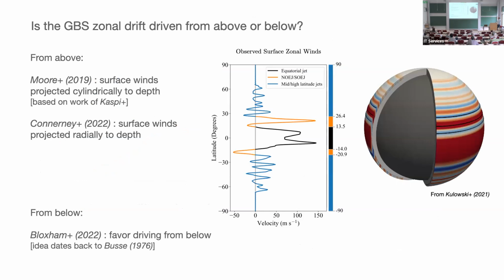So a question is this jet that is causing the great blue spot to drift, is it driven from above? Is it due to the projection downward of the strong surface zonal winds, or is it driven from below? Is it part of the flow associated with the dynamo?